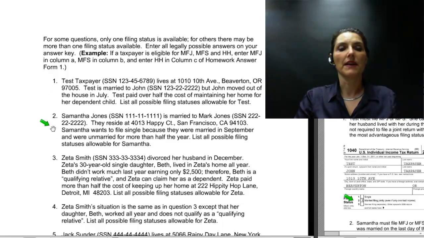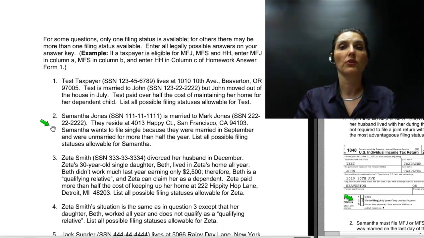Question number 2. Samantha Jones is married to Mark Jones, and they reside in San Francisco. Samantha wants to file single because they were married in September and were unmarried for more than half the year. List all possible filing statuses for Samantha.